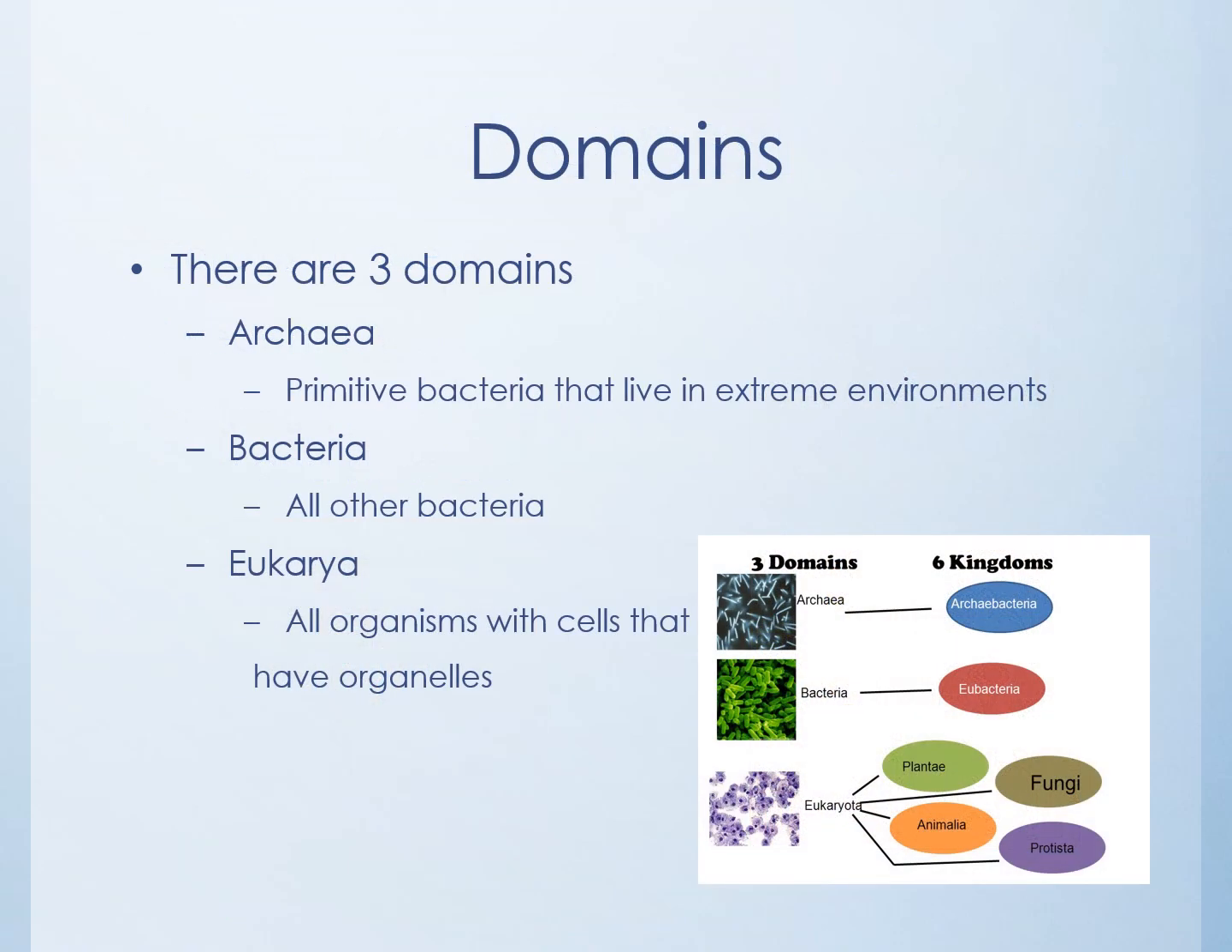The largest classification level is called domain. There are three domains: archaea, bacteria, and eukarya. Archaea and bacteria are prokaryotic cells, meaning they have no nucleus or organelles. Archaea is the most primitive and mostly live in extreme environments like hot springs. Bacteria are the prokaryotes that live where the plants and animals live. They are the bacteria that live in your gut and in ponds. Eukarya are the plants, animals, protists, and fungi. They all have organelles in their cells.